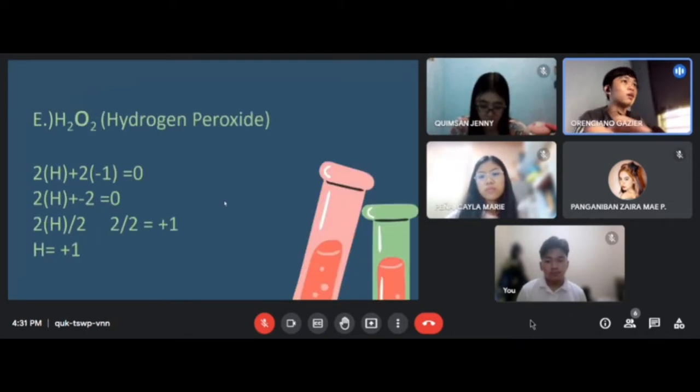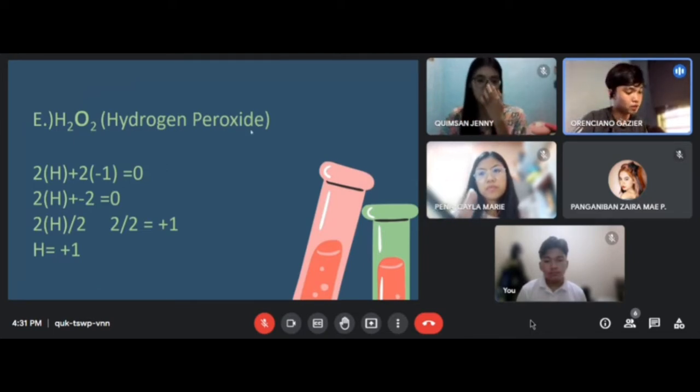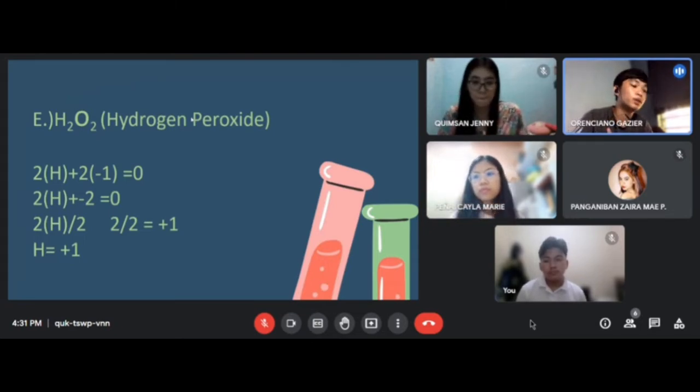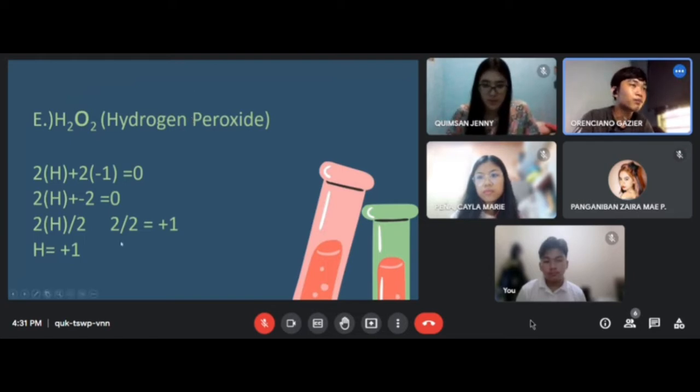Then we have here hydrogen peroxide. Earlier, we said in rule number 5 that oxygen has 3 possible oxidation numbers: positive 2, negative 2, or negative 1. Then we have here hydrogen and oxygen, so it becomes hydrogen peroxide. Then according to the rule, a peroxide is always negative 1. So the oxidation number of our oxygen is negative 1.